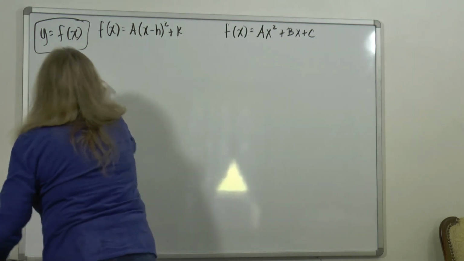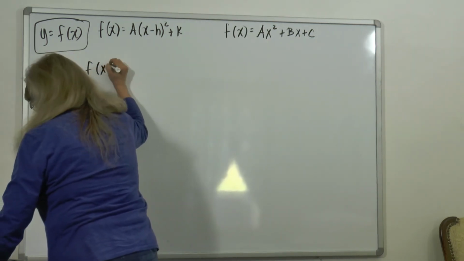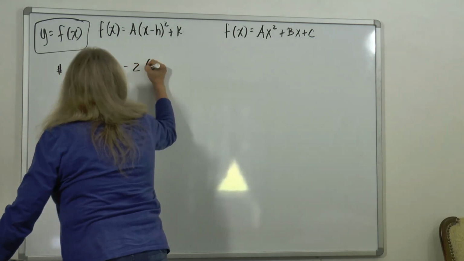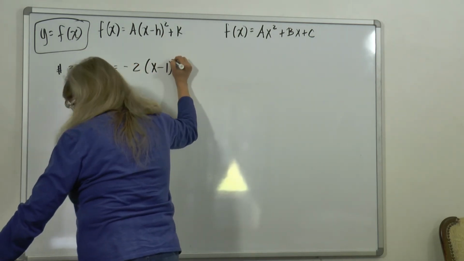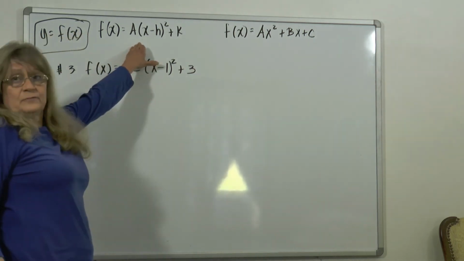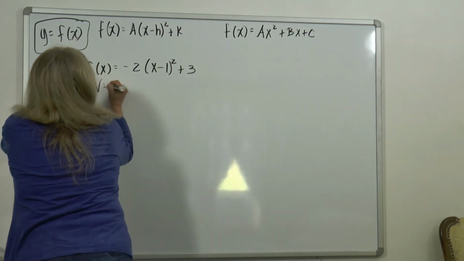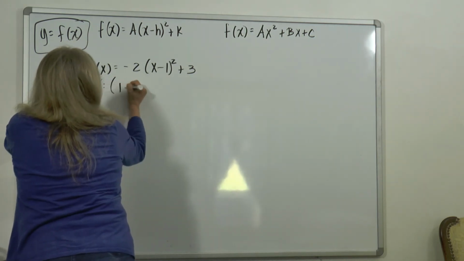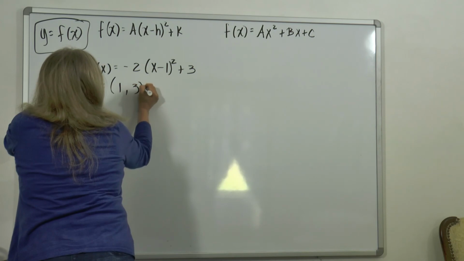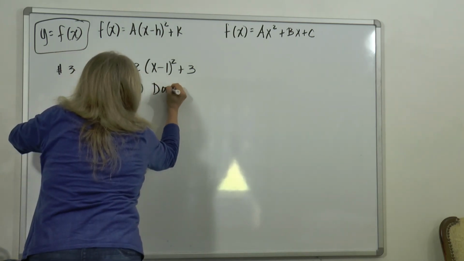Alrighty. So problem number 3. Okay, notice it is in this format because I have that binomial squared. So my vertex, opposite of how it looks, exactly how it looks. This is a negative number, the a, so it's going to be down.